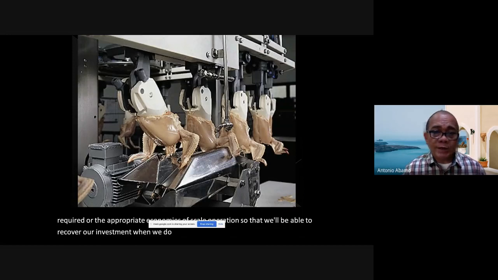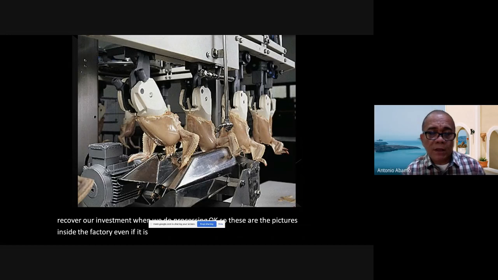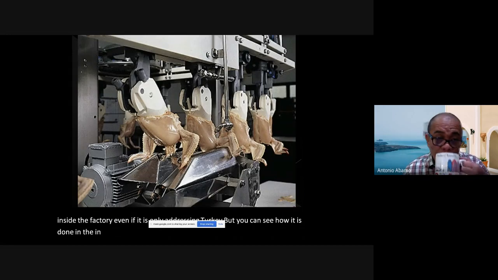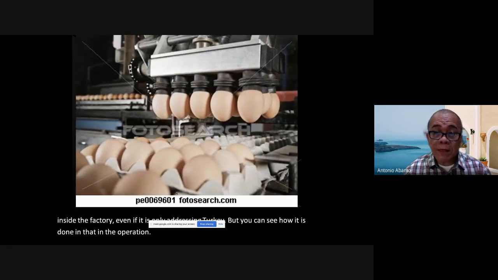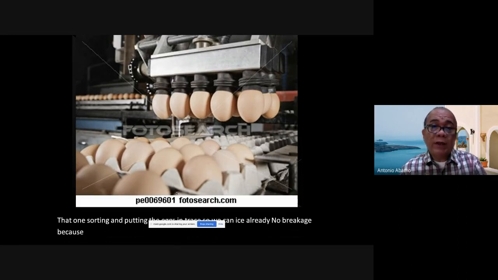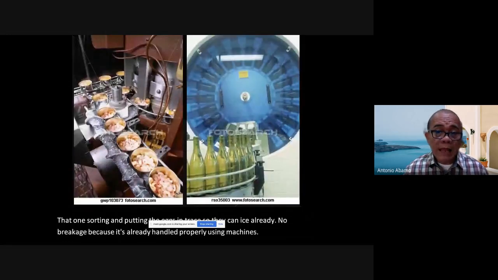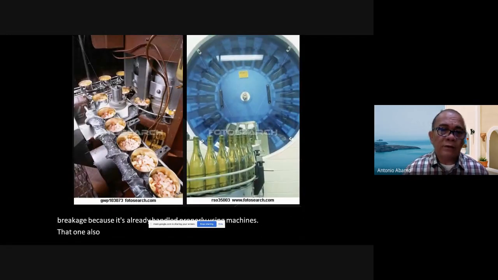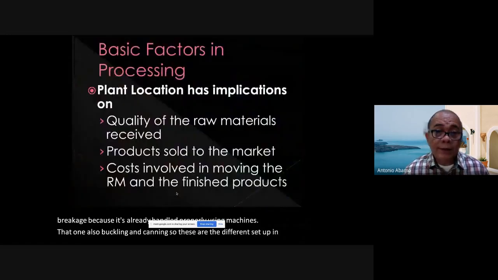Okay, so these are the pictures inside the factory. Even if it is only dressing a turkey, but you can see how it is done in the factory operation. That one, sorting and putting the eggs in trays, so mechanized already, no breakage, because it's already handled properly using machines. No, that one also, bottling and canning. No, so these are the different setup in the factory.